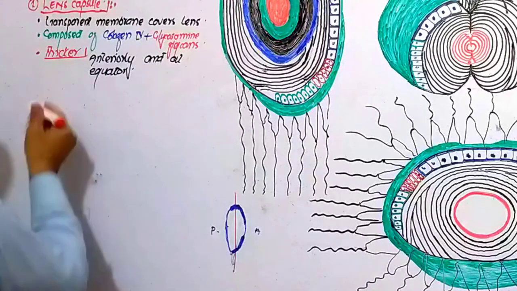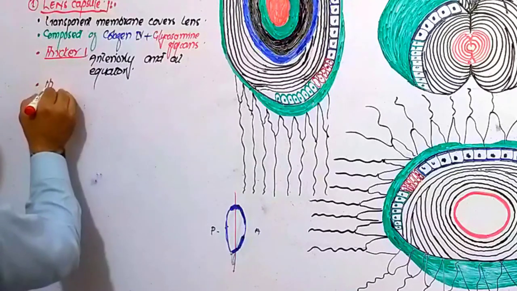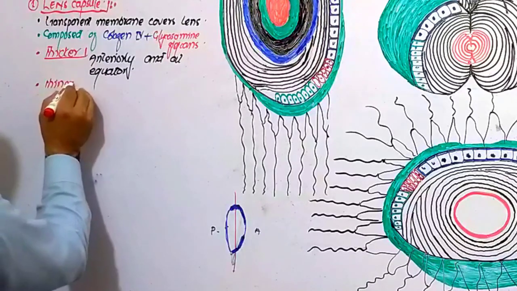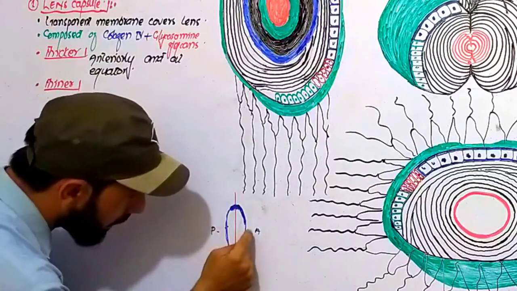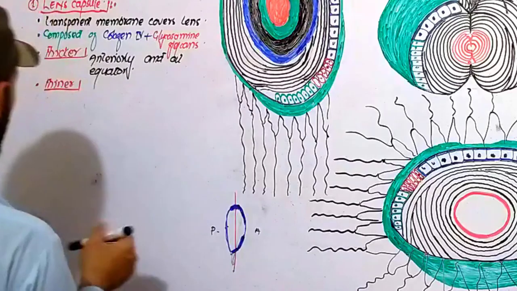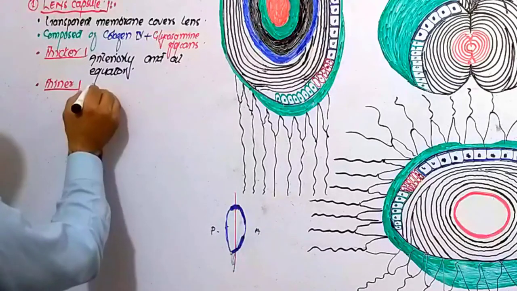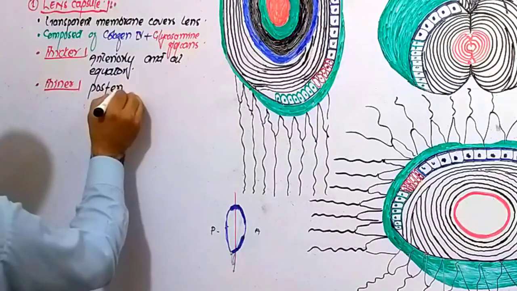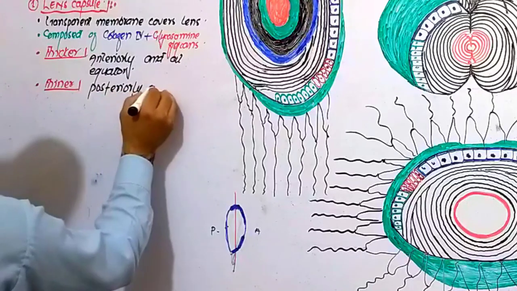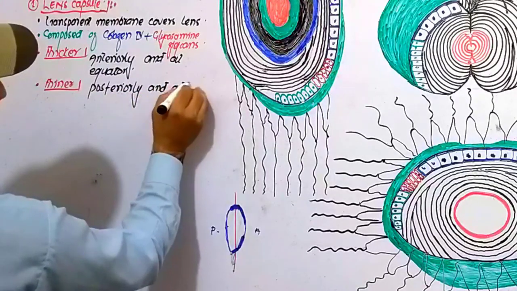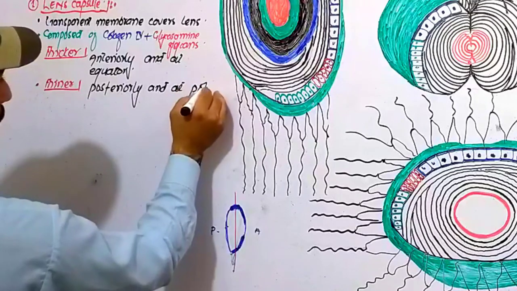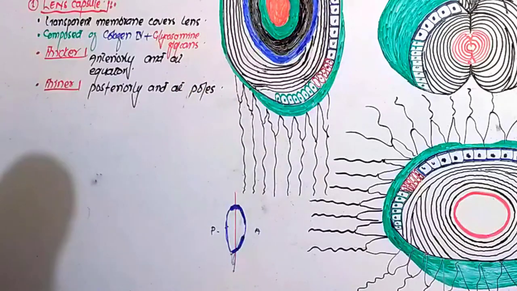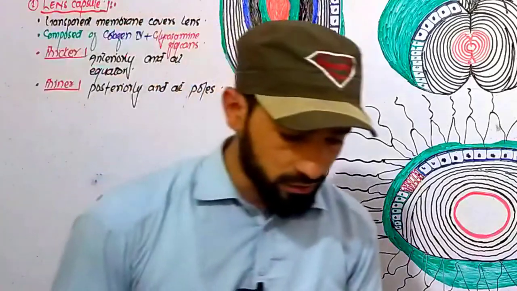And it is thinner, we should know that. It is also thinner at which important points? So it is thinner posteriorly and at the poles. So let me write here. It is thinner posteriorly and at poles. Right. These were the next points about the lens.